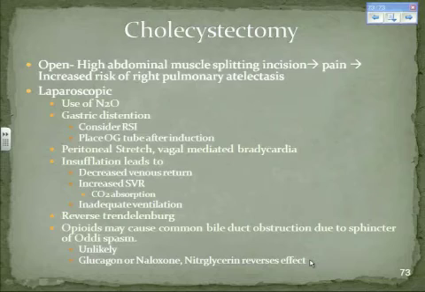If you have gastric distension, then you consider RSI, rapid sequence induction, and put an orogastric tube in after induction every time. The reason you're doing that is you want to empty out the stomach so the surgeon can work more efficiently during the gallbladder procedure. So everybody that has a gallbladder procedure should have an orogastric tube put in. Do not put an NG tube, because that tube's going to be pulled out at the end of the case. And if you put an NG tube and it causes nasal bleeding, nobody's going to be happy. Okay, so don't do that.